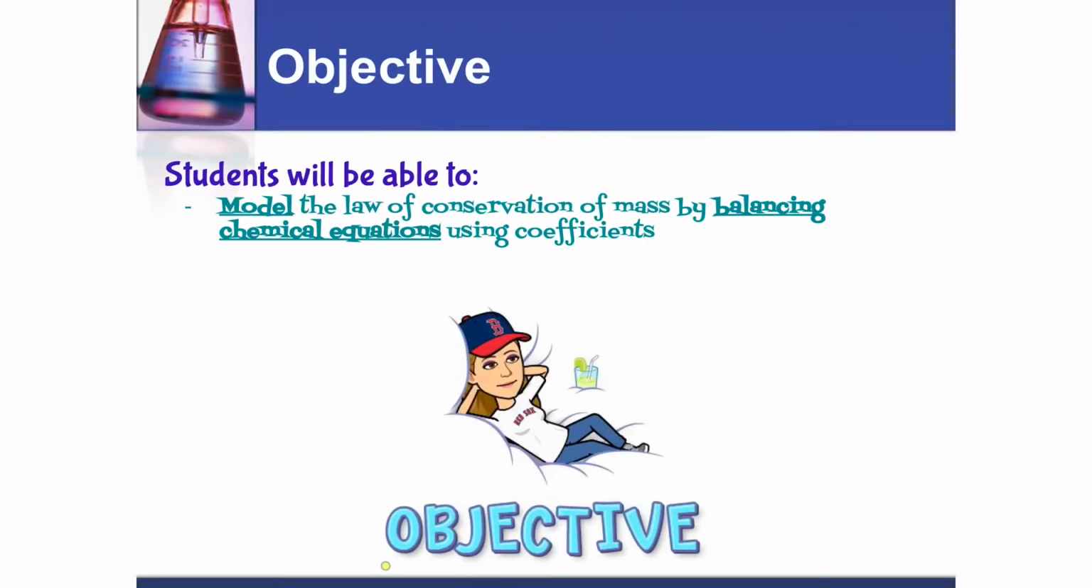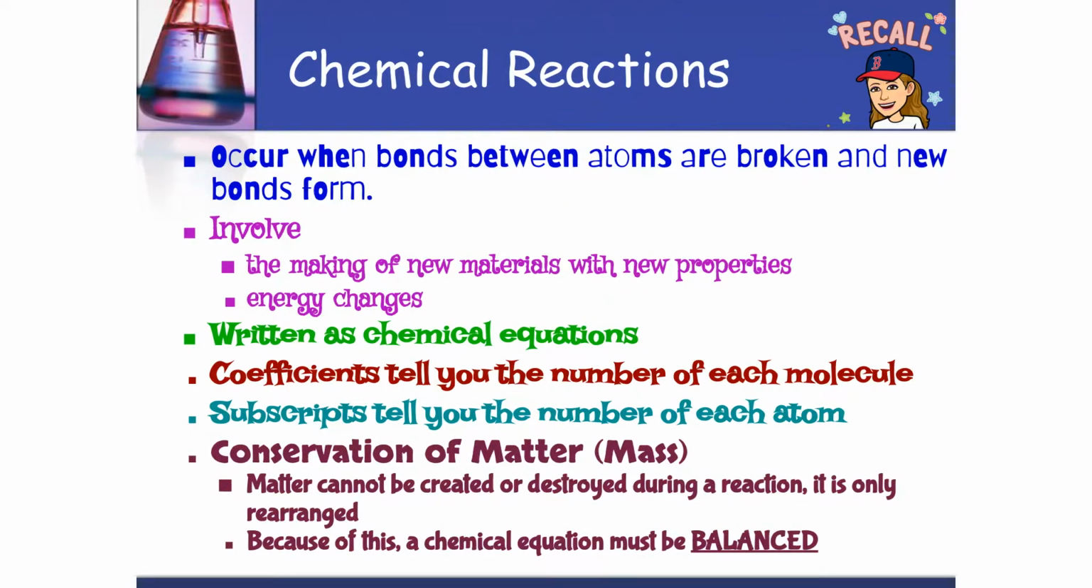The objectives for today are students will be able to model the law of conservation of mass by balancing chemical equations using coefficients. Chemical reactions, if you remember, occur when bonds between atoms are broken and new bonds form, involve the making of new materials with new properties, and also involve energy changes. They are written as chemical equations. The coefficients tell you the number of each molecule. Subscripts tell you the number of each atom.